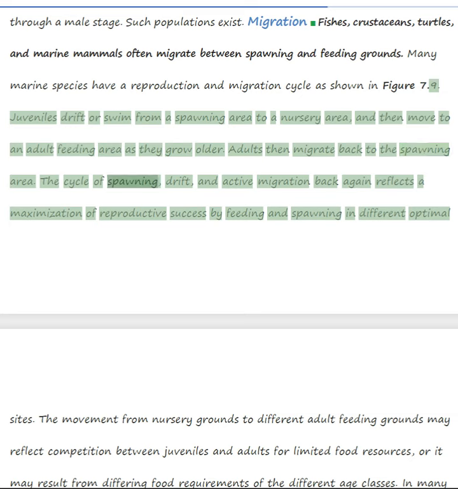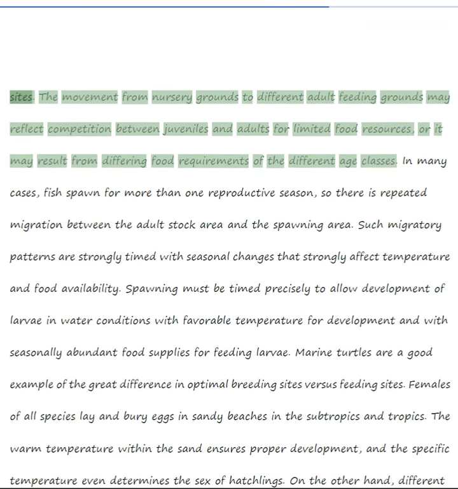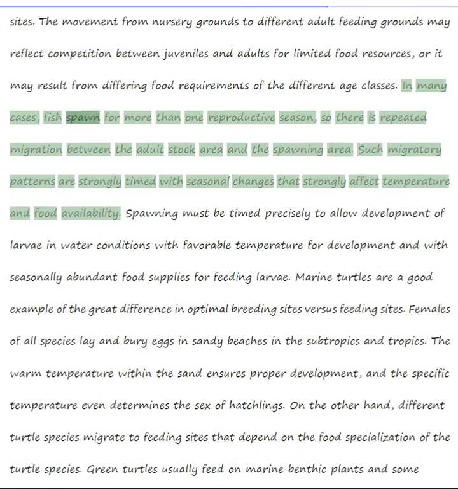The cycle of spawning, drift, and active migration back again reflects a maximization of reproductive success by feeding and spawning in different optimal sites. The movement from nursery grounds to different adult feeding grounds may reflect competition between juveniles and adults for limited food resources, or it may result from differing food requirements of the different age classes. In many cases, fish spawn for more than one reproductive season, so there is repeated migration between the adult stock area and the spawning area.